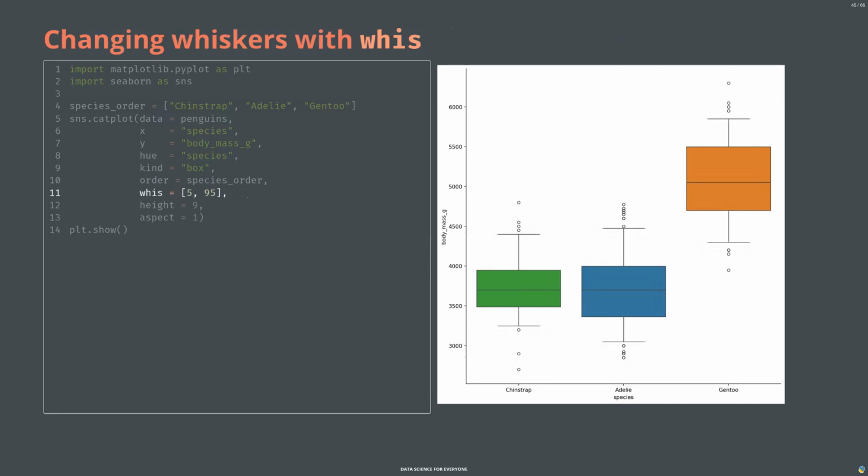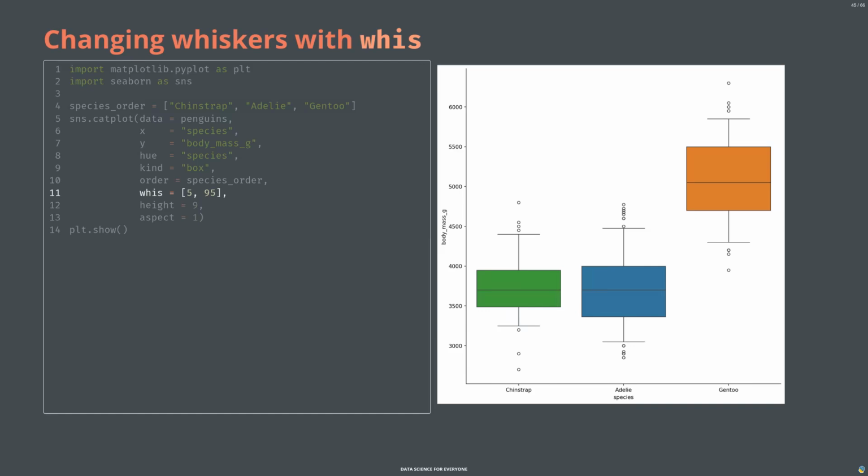By default, the whiskers in a boxplot extend to 1.5 times the interquartile range or IQR. The IQR is the range between the 25th and the 75th percentile of the data. If you want to change how the whiskers are defined, you can use the whis argument. There are a few different ways to customize it.